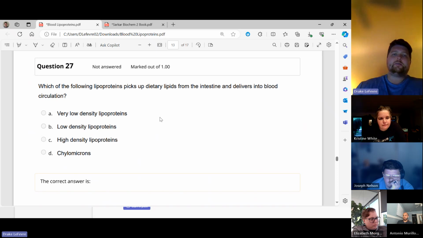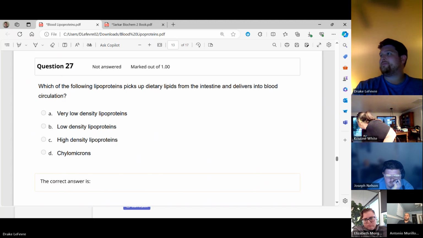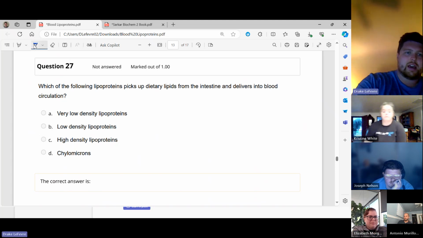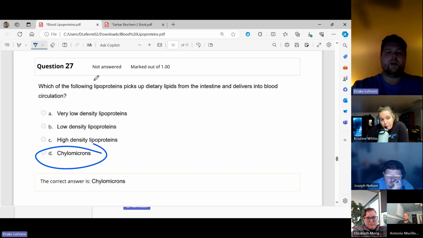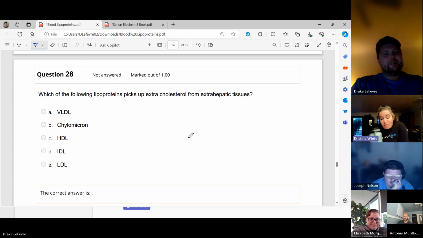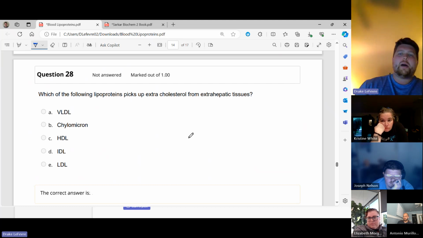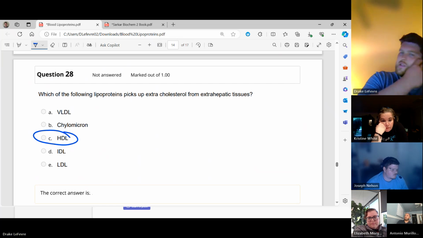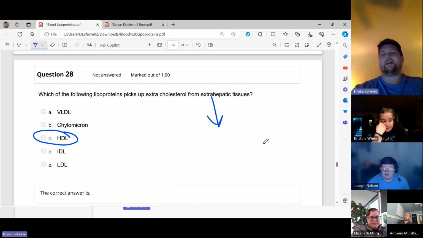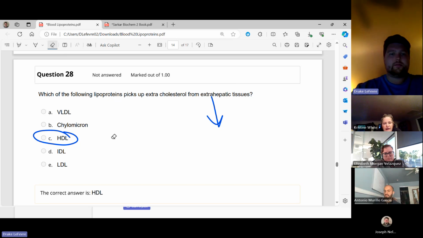Which of the following lipoproteins picks up dietary lipids from the intestines and delivers them into the blood circulation? Chylomicrons. I feel like compared to the other units, this is way more chill. Which of the following lipoproteins picks up extra cholesterol from extrahepatic tissues? HDL? What does extrahepatic mean? Outside of the liver. Yeah, because hepatocytes are our liver cells, and extra means outside of the liver tissues. Our HDLs pick up the extra cholesterol.